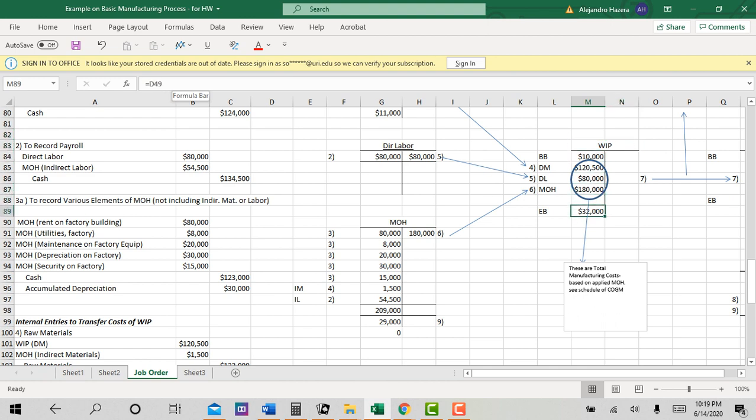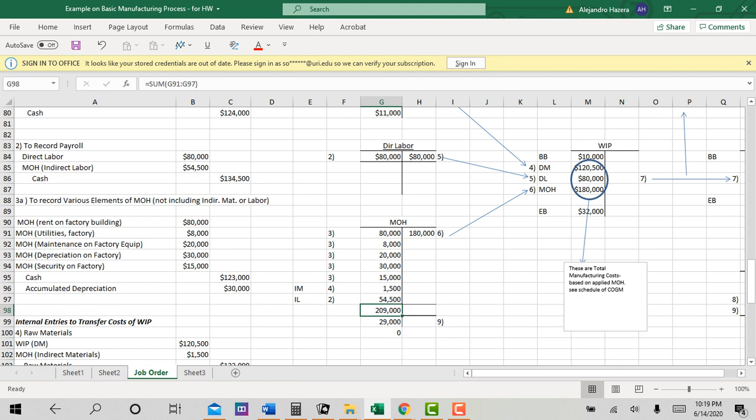And you see the label I put here. These are your total manufacturing costs, but they're based on applied overhead, not the actual overhead. And notice the difference between the two is right here. We applied 180,000, our actual is 209,000, so that means we underapplied the overhead, which means we underestimated the overhead. We didn't put enough overhead into the work in process account.